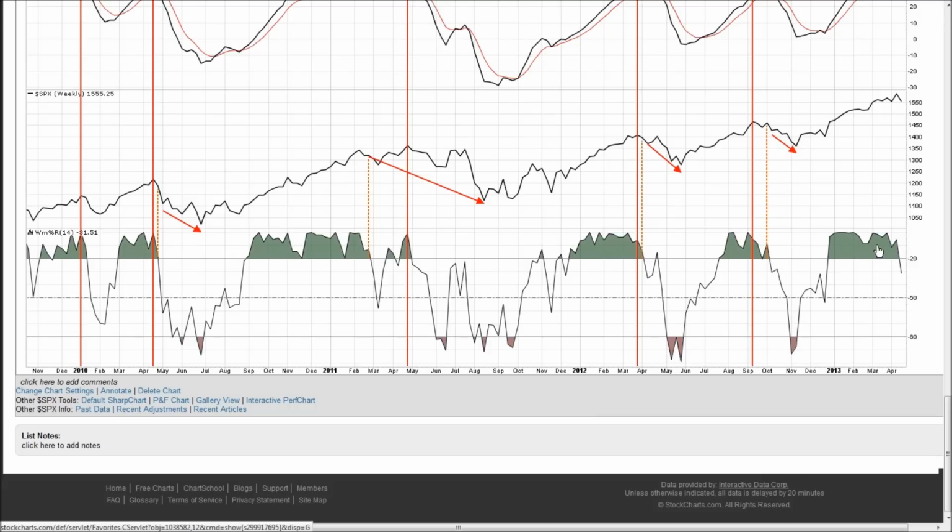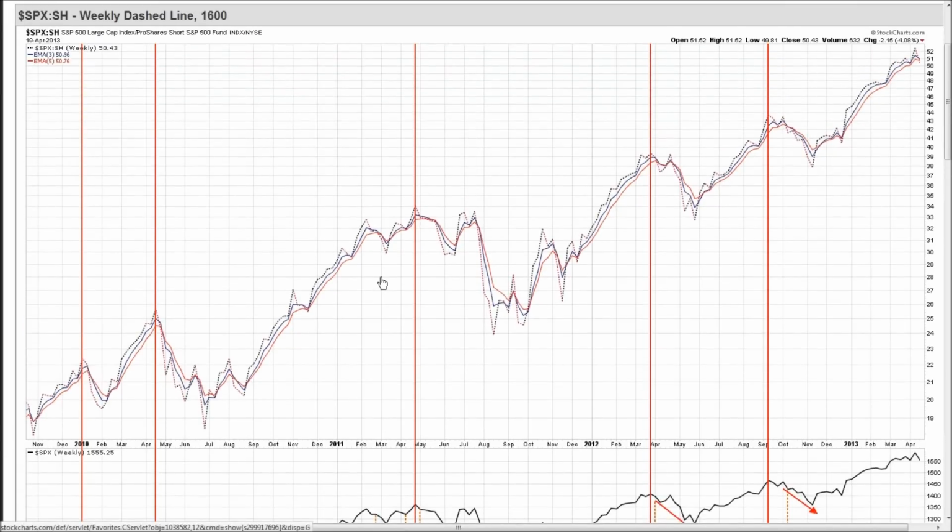High probability move that we've seen in 2013, stocks have done well. This is the first time in 2013 we've seen Williams percent R significantly below negative 20, which looks similar to this point here, this point here, this point here, and this point here, where weakness eventually followed in the S&P 500 index. Very similar concepts here.